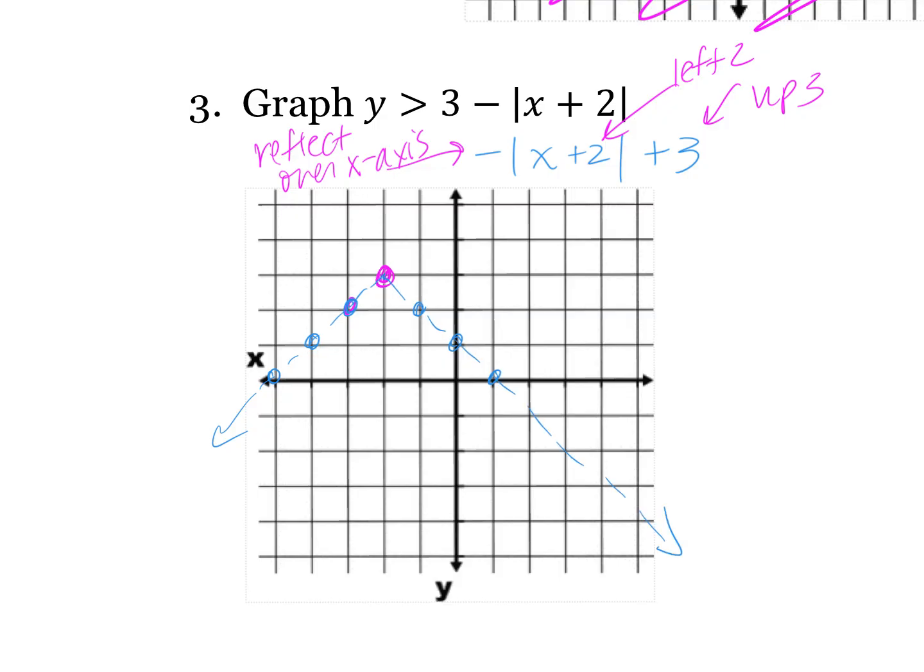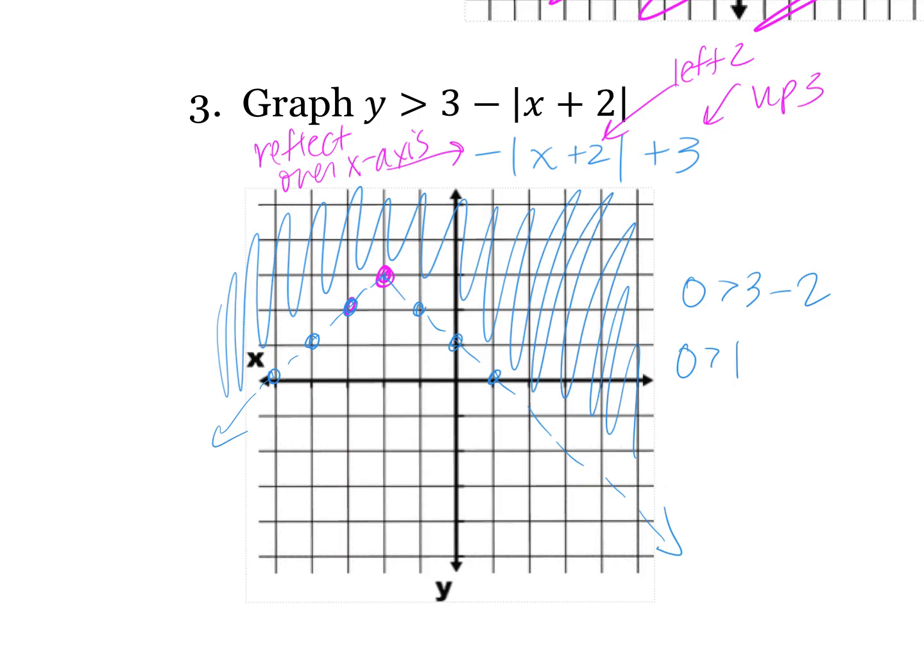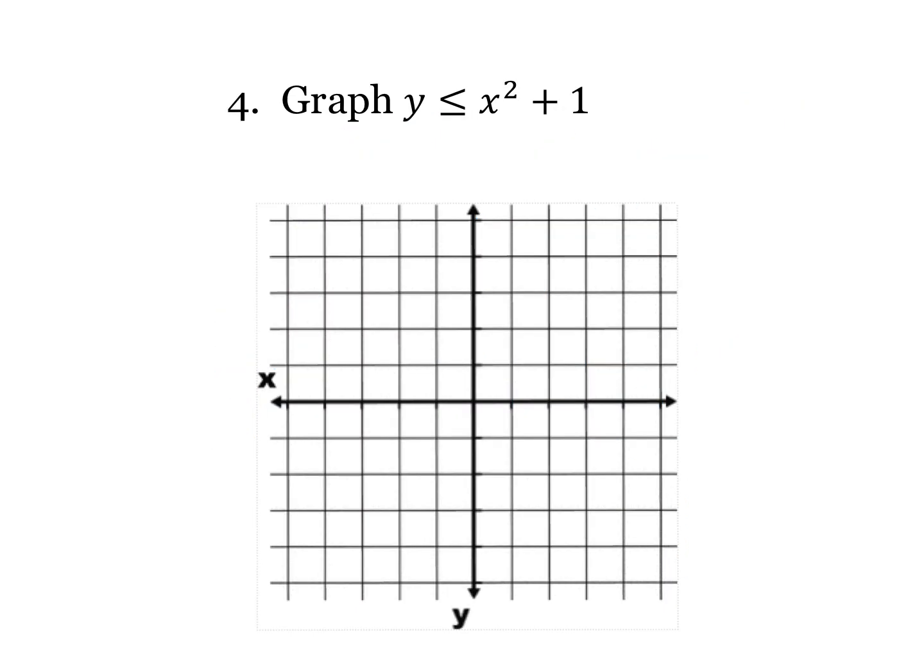What point are we going to pick for this one? 0, 0. I'm down with 0, 0. Is 0 greater than 3 minus, what's 0 plus 2? Absolute value of 2? 2. Is 0 greater than 1? It is not. I cannot shade where 0, 0 is, so I would shade above my graph. And does that check out if it said y is greater than? Yeah.